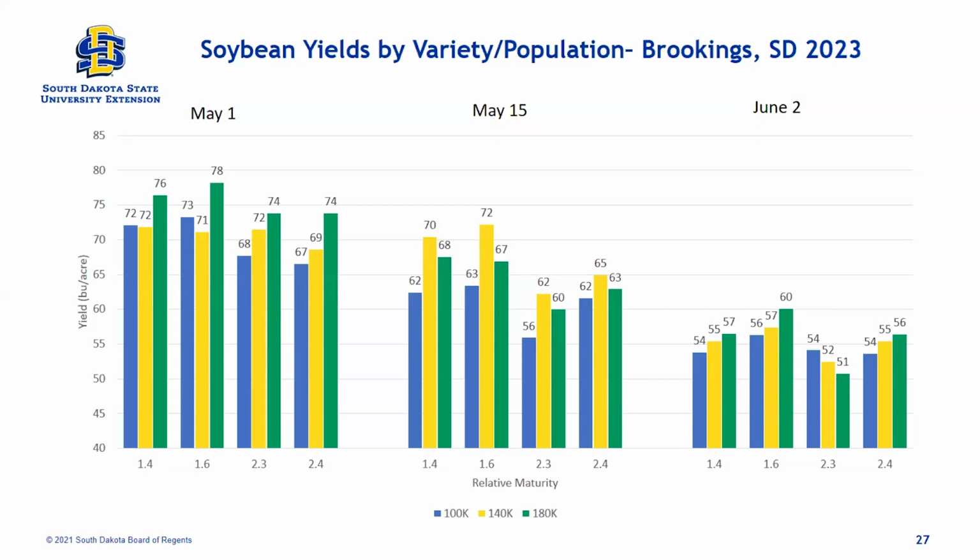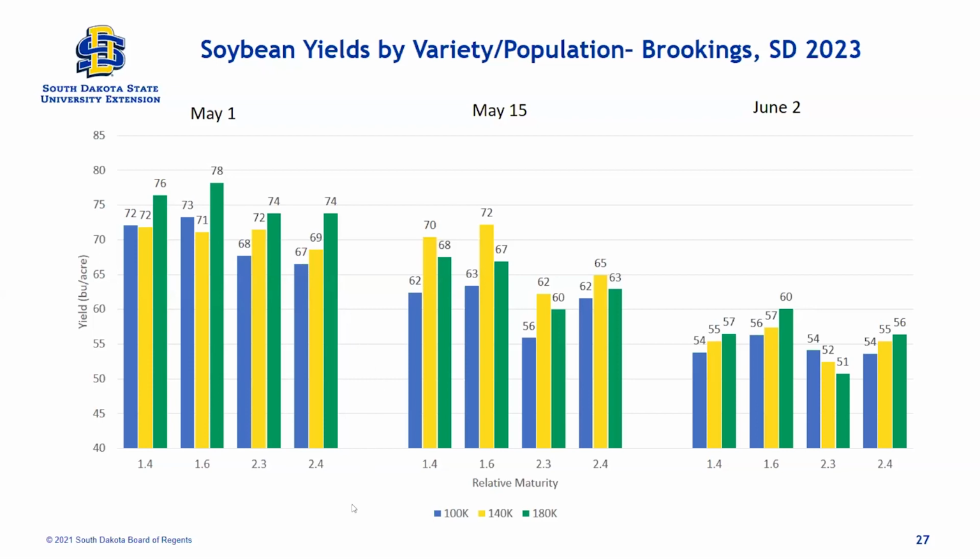60,000 was not there, just the top 3, because 60,000 already yielded less. So you have 70, green is for 100K, yielding a little more for the 1.4 maturity group, and the same with the 1.6, somehow yielding a little more. And again, 180,000 yielded a little more, and then 180,000 again yielded more than the lesser populations.